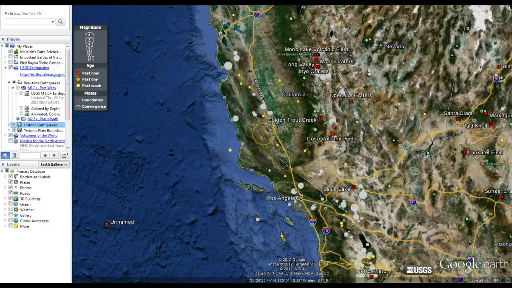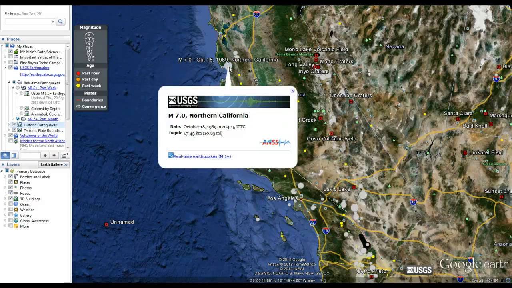That's essentially what a transform boundary is doing: these rough lines on the San Andreas Fault will catch, and so you'll have a lot of potential energy form, and then they'll suddenly release, and it releases a lot of energy in the form of an earthquake. Okay, and so that's what happened right here, on October 18th, 1989, in Northern California.